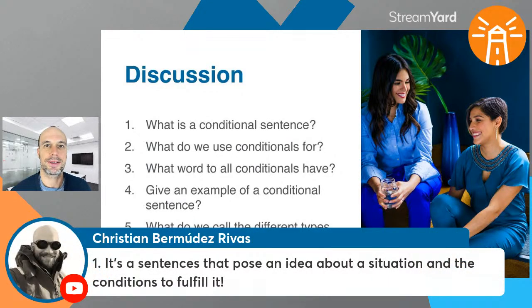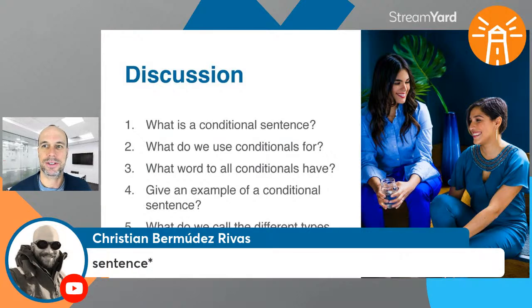All right. So we've got one answer from Christian. It's a sentence that poses an idea about a situation and the conditions to fulfill it. That makes sense. Yeah, it's an idea, something that may be true or it may not be true. It may happen or it may not happen. So I think you're on the right track there, Christian. Sentence. Yeah, perfect.